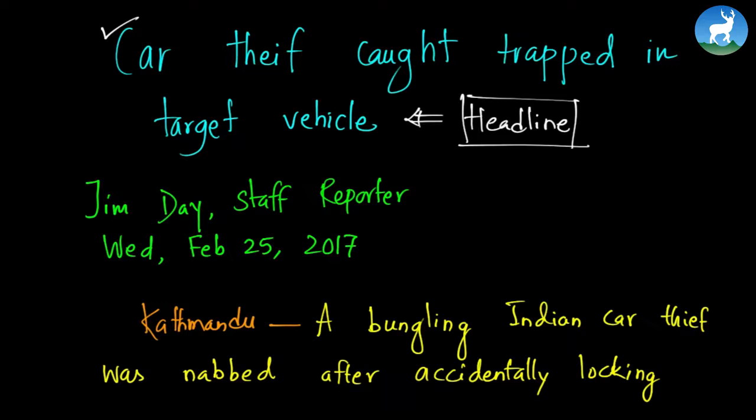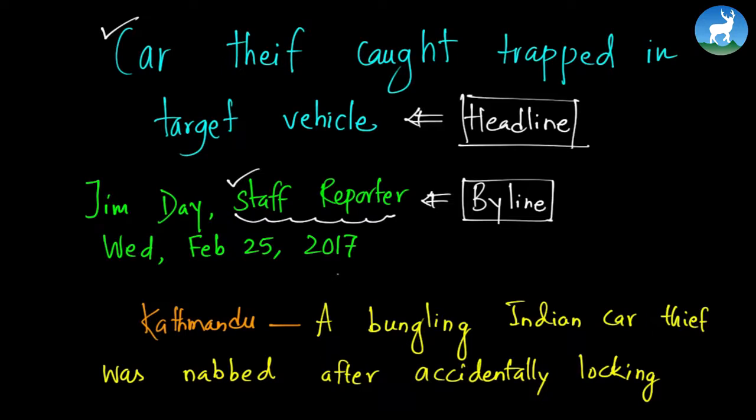Car thief caught trapped in target vehicle. We already know what the news report is all about. After reading this headline, we also know that this story could be interesting. After that comes Gym Day, staff reporter. So what is this? This is what we call a byline. What is a byline? A byline is simply the writer's name, and the writer's speciality. What is his speciality? He is a staff reporter.